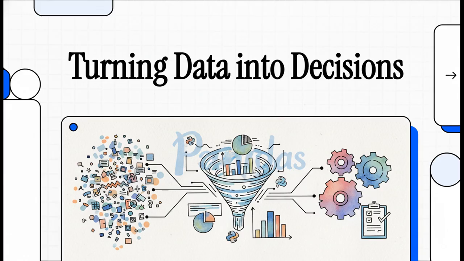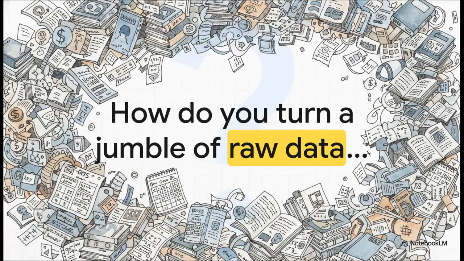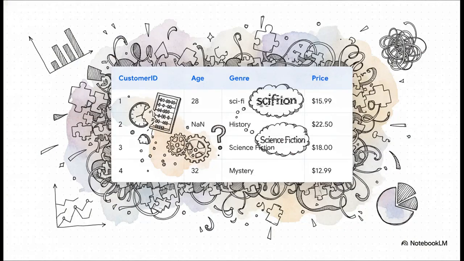the Pandas library. Okay, so let's imagine for a second that you run a bookstore. You've got sales records, customer info, inventory lists. It's all there, but it's just a big, chaotic digital pile. So how in the world do you take that whole mess of information and actually figure out what's going on in your business? And yeah, this is what that mess looks like in the real world.